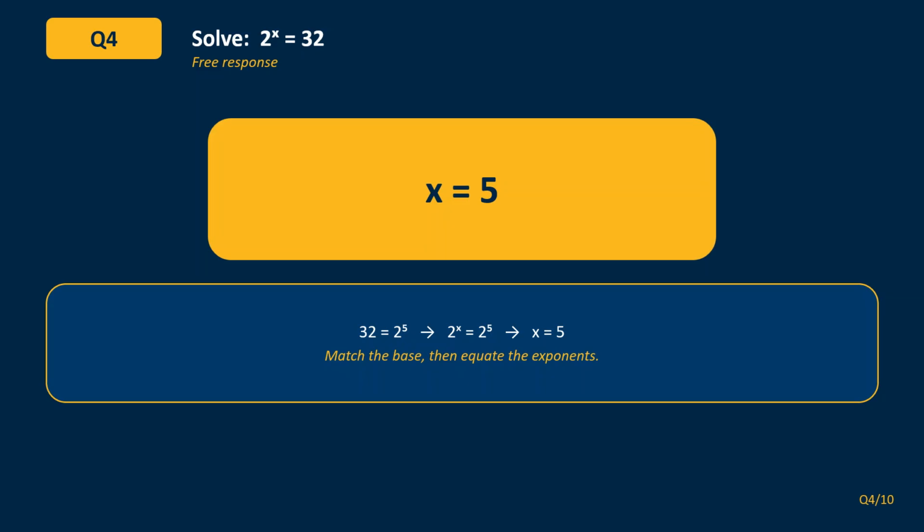Note that while logarithms could also solve this equation by taking log base 2 of both sides, the base matching approach is more direct and computationally simpler when the right-hand side is a recognizable power of the base. Developing fluency with small powers of common bases, such as powers of 2, 3, 5, and 10, is an essential arithmetic skill for this technique.